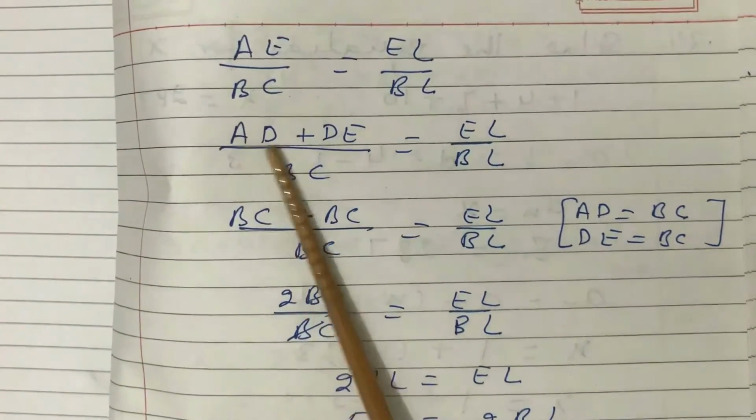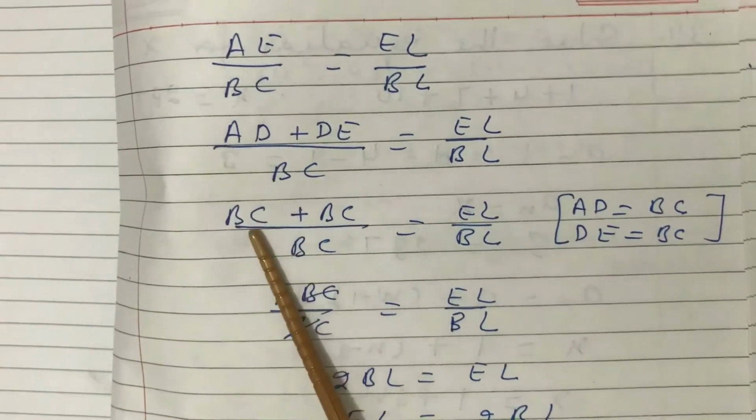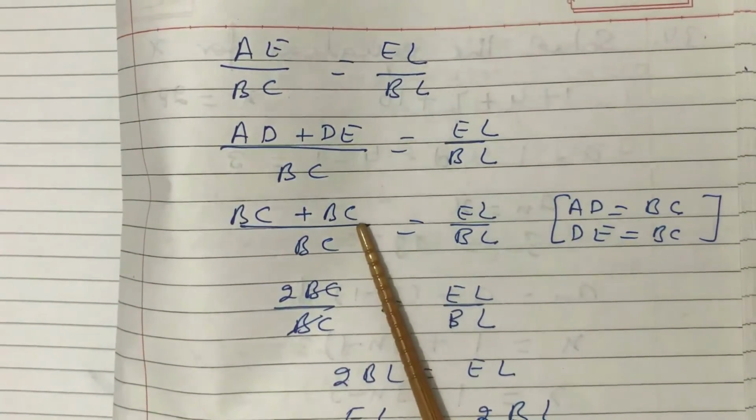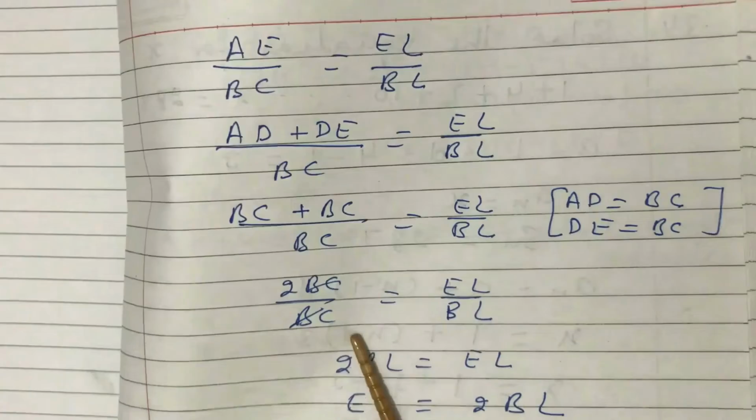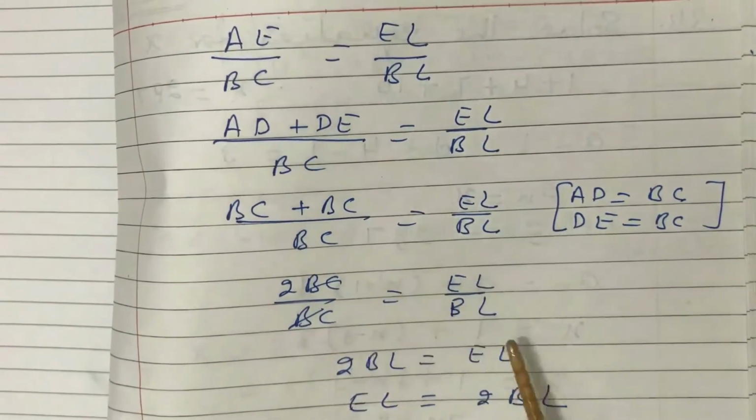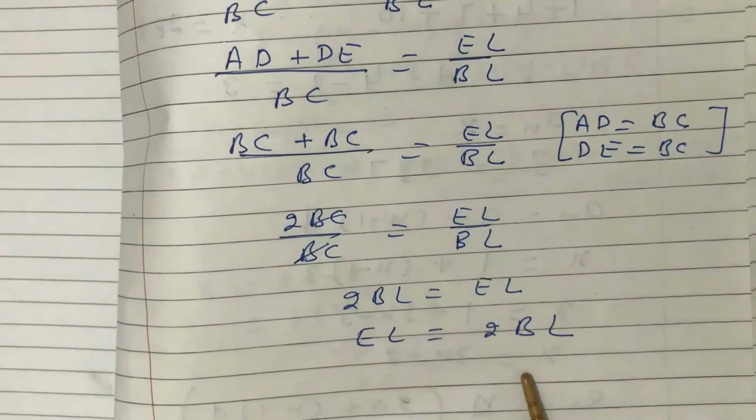AE can be written as AD plus DE. Instead of AD write BC, instead of DE write BC. So you will have 2 times BC upon BC and BC cancelled. Cross multiply and you will get the result.